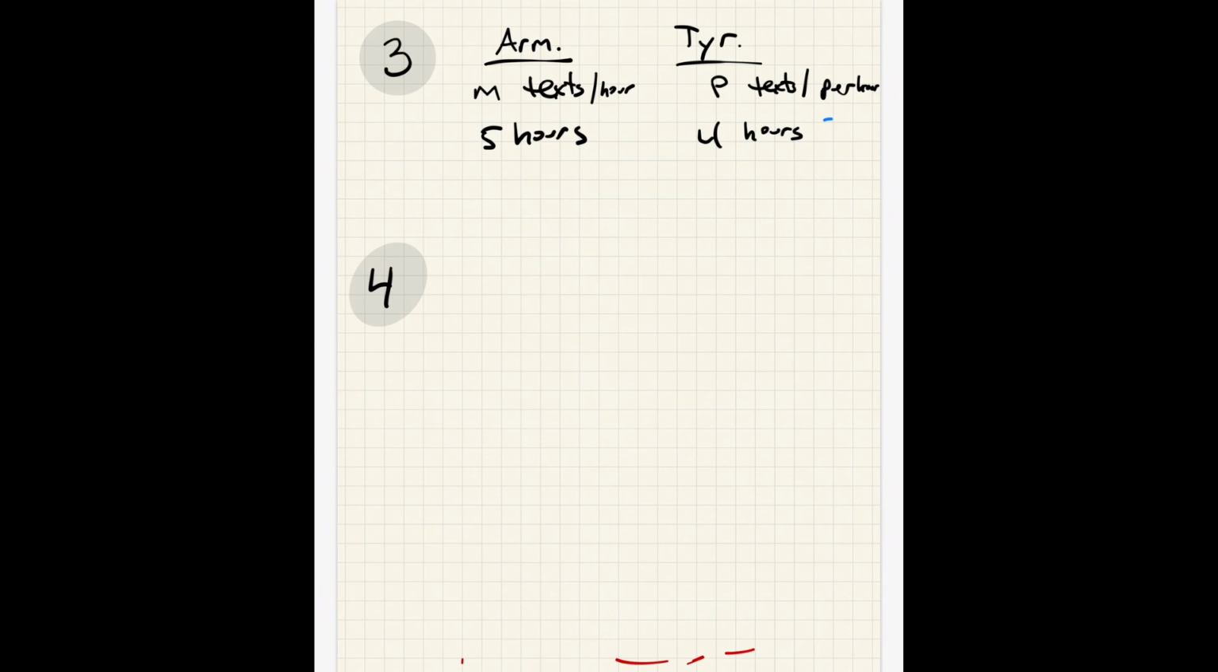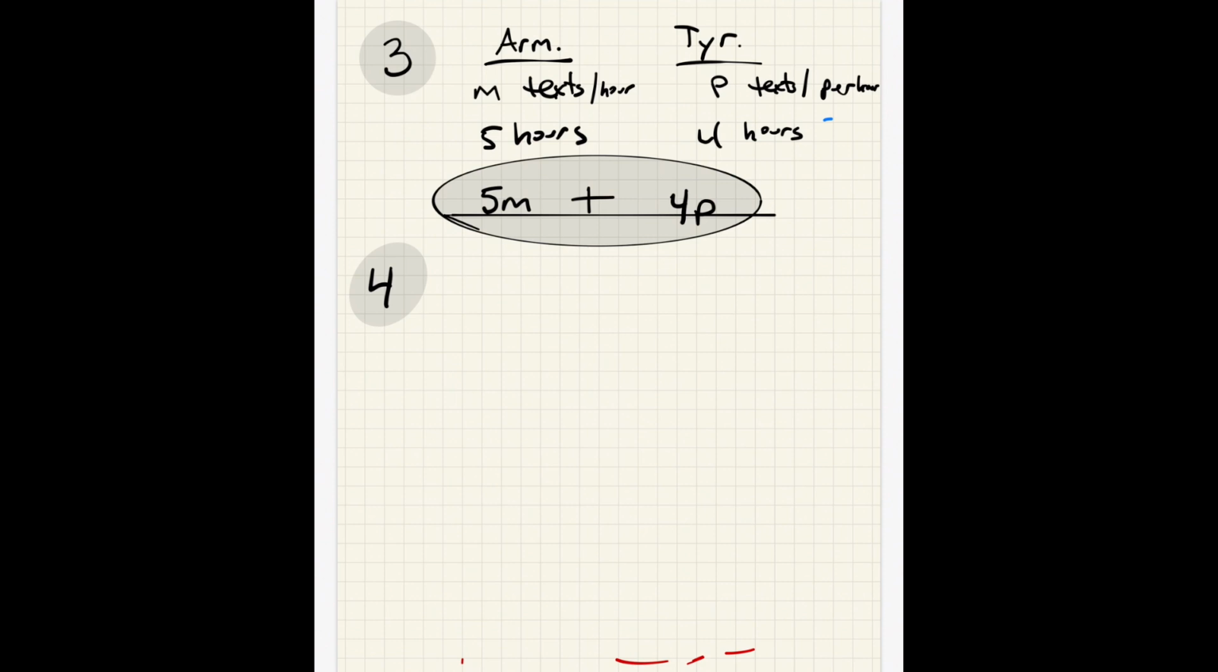If Armand is sending M texts an hour for 5 hours, that's really just 5M texts in total, because it's M texts per hour for 5 hours. Same thing with Tyrone. P texts per hour for 4 hours is just 4P. And at that point, because M and P are not like terms, we can actually just add these together, and that's our answer.